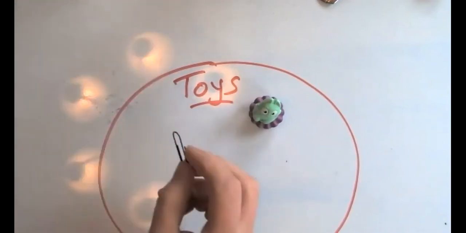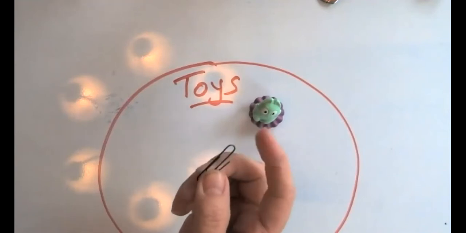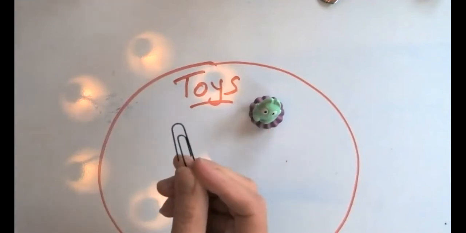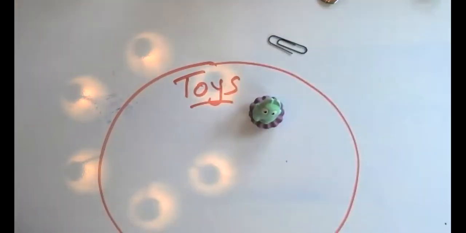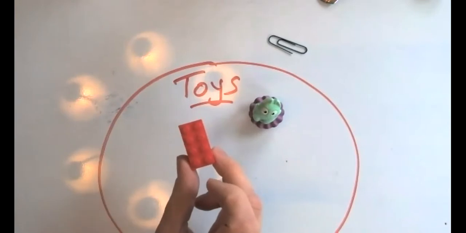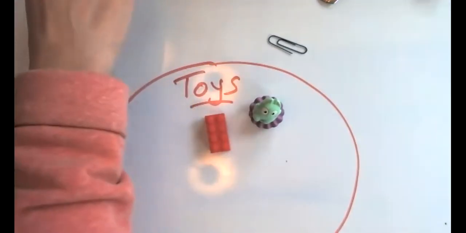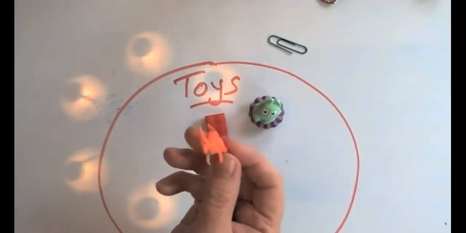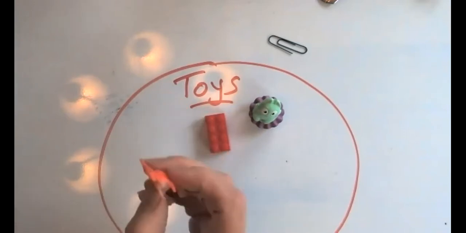The next thing I have here is a paper clip. Is a paperclip a toy? Not officially. So paperclip does not go in here. It goes outside of the circle. Let's see what else I have. I have a piece of Lego. Well, we know Lego's toys, so I'll put that inside. I have a little dinosaur toy. So yes, this is a toy. It's not a real dinosaur.